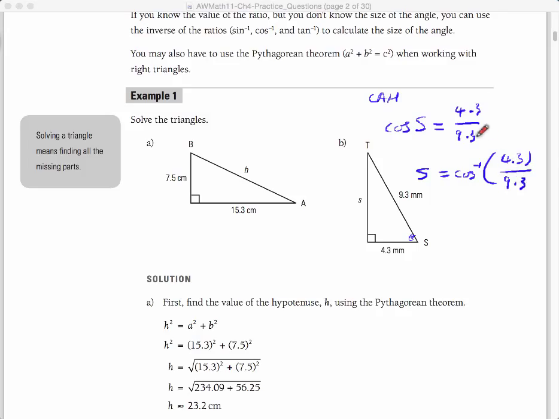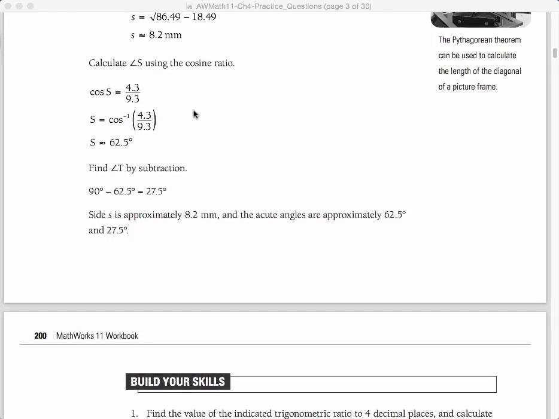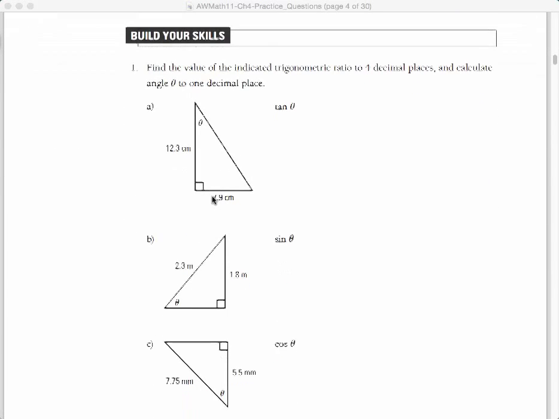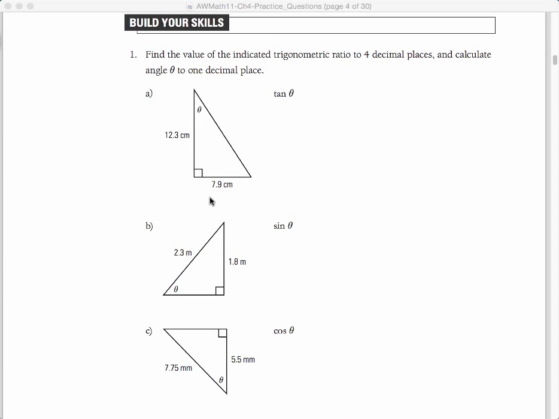Sorry, my 3 isn't very good there. Bracket all the way down here, and that will give us the value of S when we plug it into the calculator. So let's scroll down and see what they have. They calculated it here to be 62.5, doing the same calculation. To get the other angle, 90 minus 62.5 gives us 27.5 degrees. So we've solved those two triangles. These are build your skills, and I'll assign which ones to do at the end of this video.